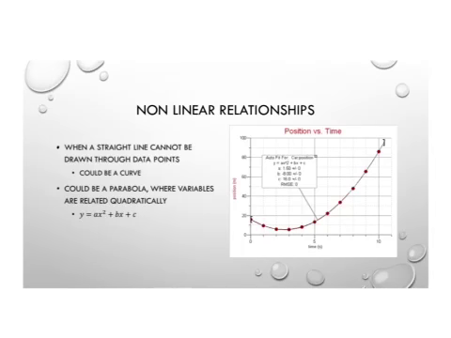Many times when the graph turns out to be a curve, it could be a parabola. And a parabola is where the variables are related quadratically. You're probably familiar with the quadratic formula from your math class. The quadratic formula is y equals ax squared plus bx plus c. This equation is telling you that a parabolic relationship exists when one variable depends on the square of another. So you can see that there's a square in that equation.